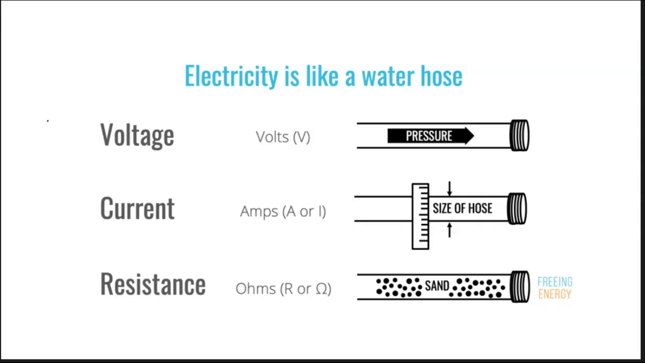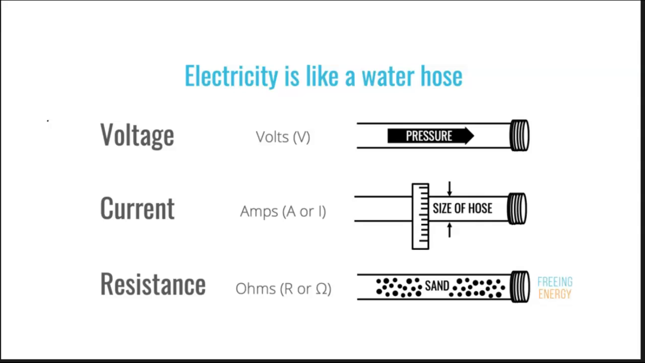Now, the next term you might hear with electricity is current. Current is the flow of the electrons. The larger the wire, the more electrons can flow. Again, think about your garden hose. Large garden hose, lots of water coming out. Small garden hose, not so much water coming out. Same thing with current. If you have a very large wire, you can have a flow of a greater amount of electrons than if you have a very small wire.